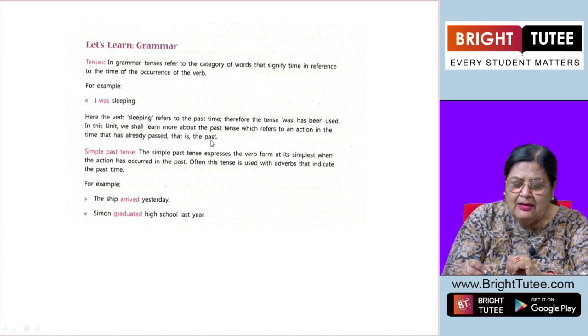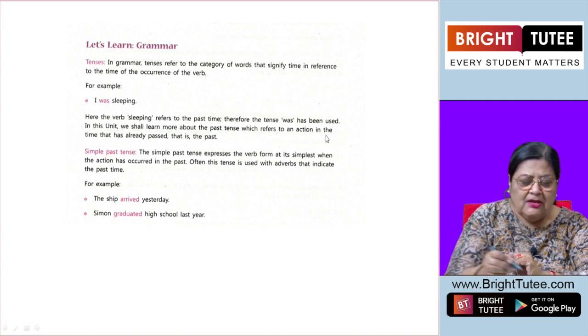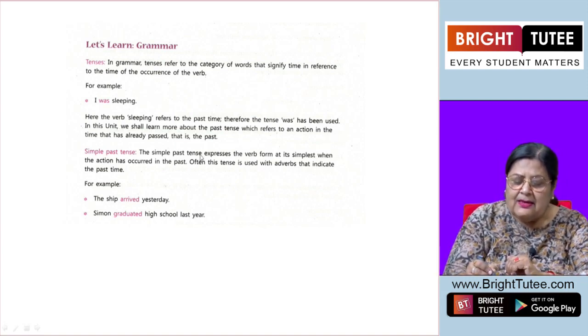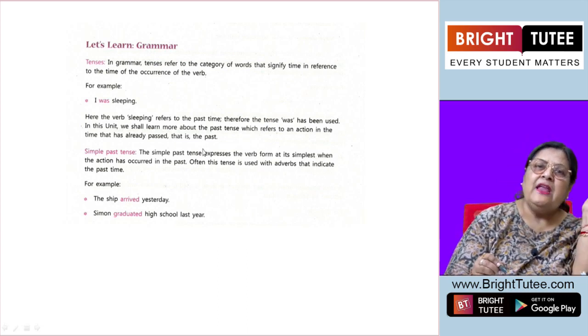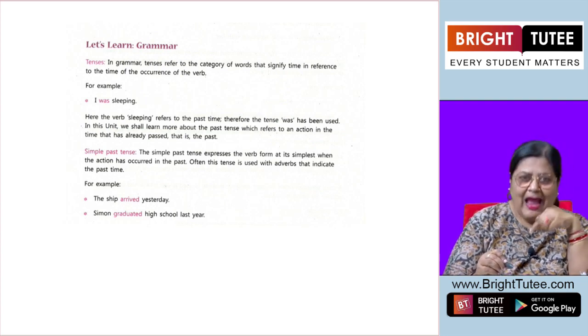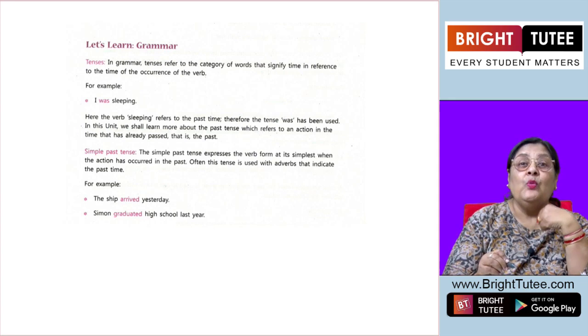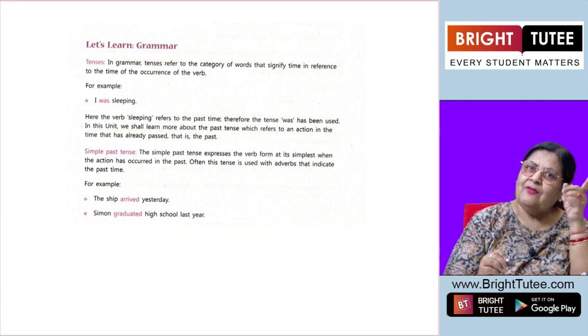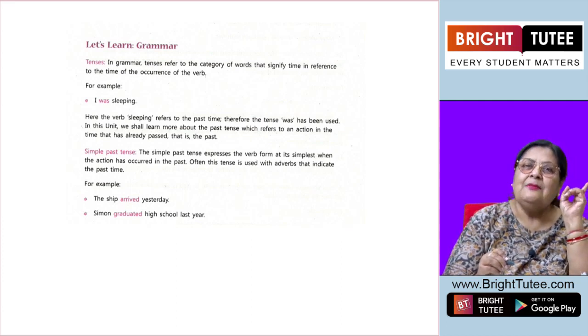In this unit we shall learn more about the past tense to refer to an action in the time that has already passed. Which has already happened, it is known as past tense. Like whatever you have done, I was sleeping. I am sleeping, I will be sleeping. So I am sleeping right at the moment is a present tense. I will be sleeping is a future tense. I was sleeping, like I've already slept, is a simple past tense.